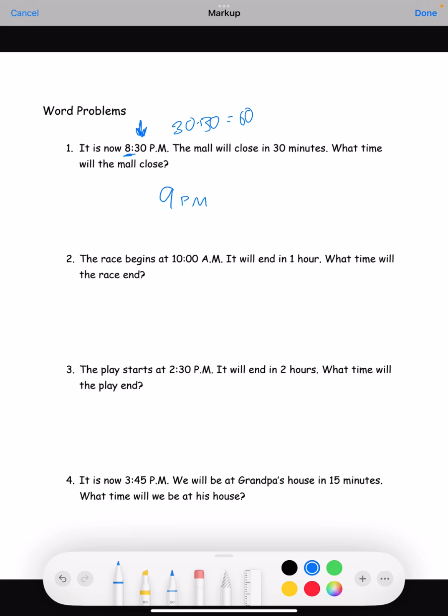Let's try number 3. The play starts at 2:30 p.m. It will end in 2 hours. What time will the play end? So we have 2:30 and you add 2 hours. What will you get? You will get 4:30 p.m.